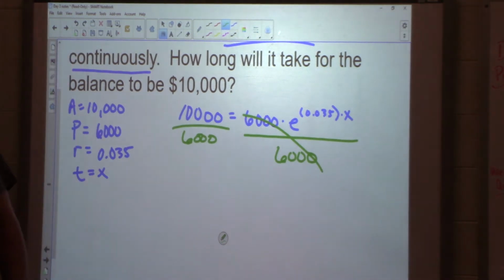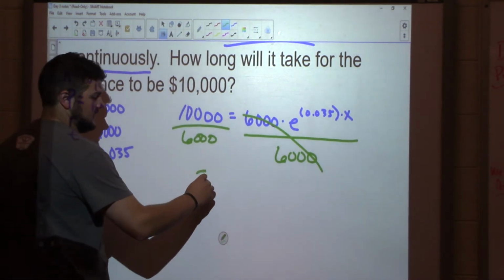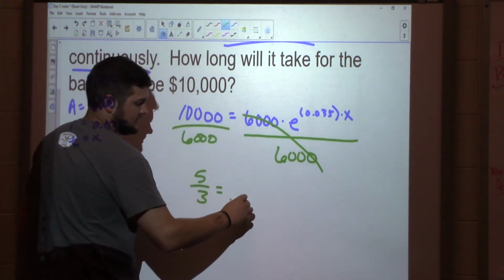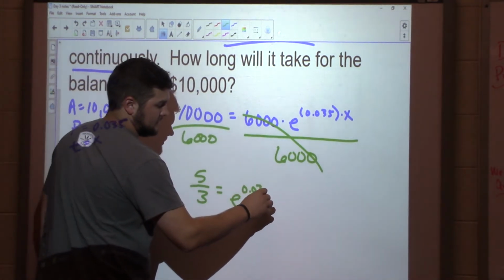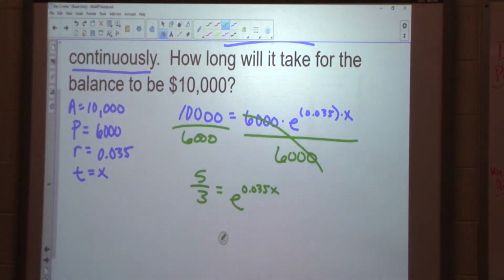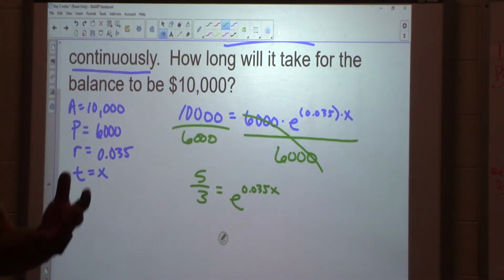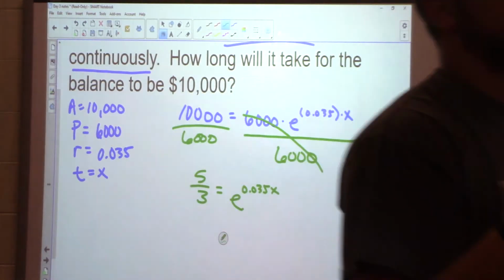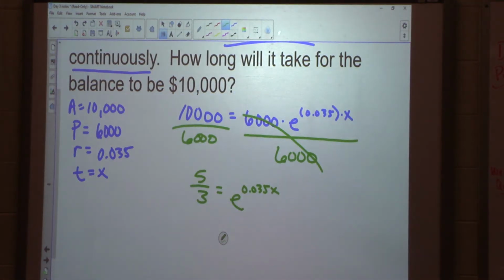What do we get as a reduced fraction for that? 5/3 equals e to the 0.035x power. Oh no. Now what do we do? I heard someone say it. Log, right? Guys, it's in exponential form right now. Change it to log form so we can solve.